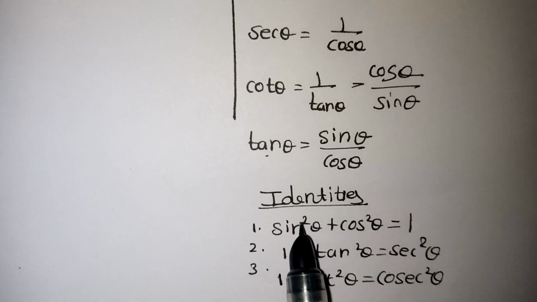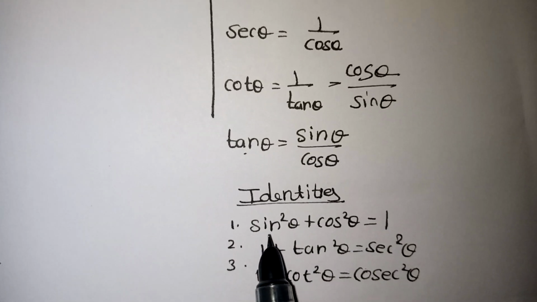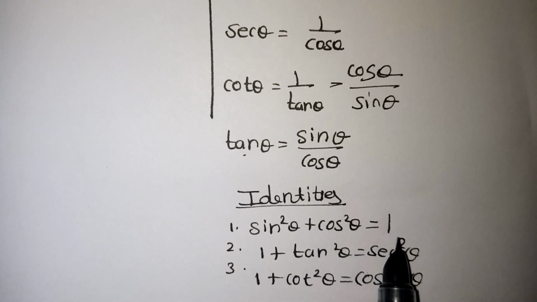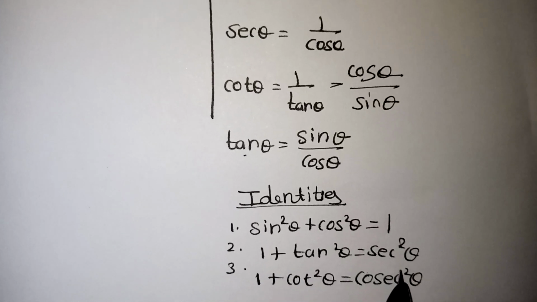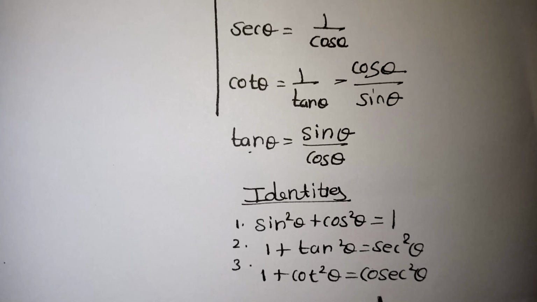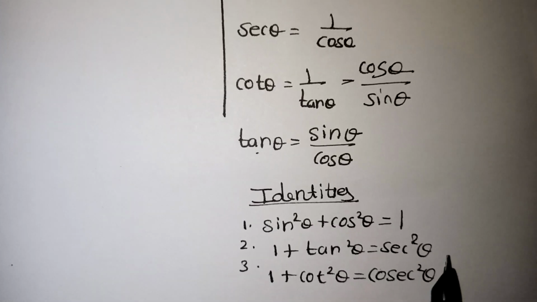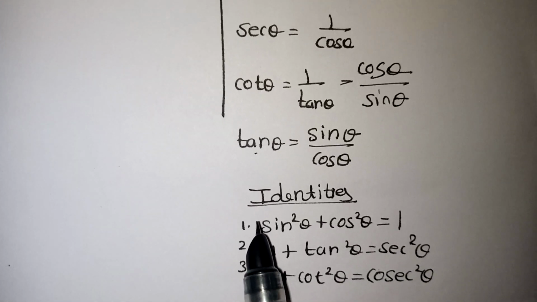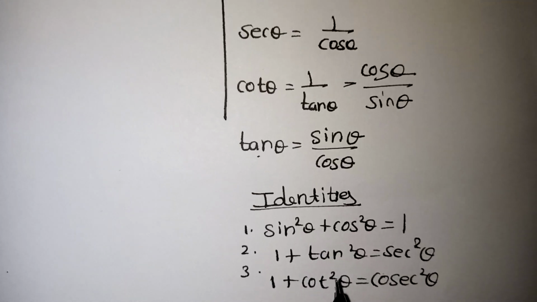Identities: we have three basic identities. Sin squared plus cos squared is equal to 1. 1 plus tan squared theta equal to secant squared theta. 1 plus cot squared theta is equal to cosecant squared theta. Everything will come in squares, that you should keep in mind. With the use of these three, we can prove many things.